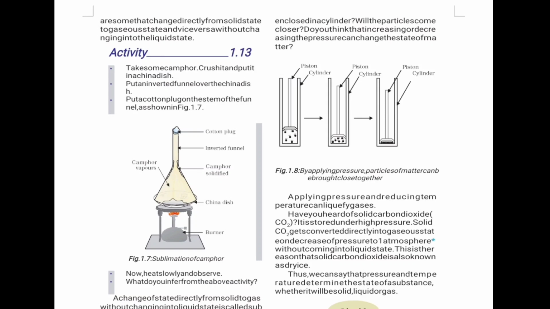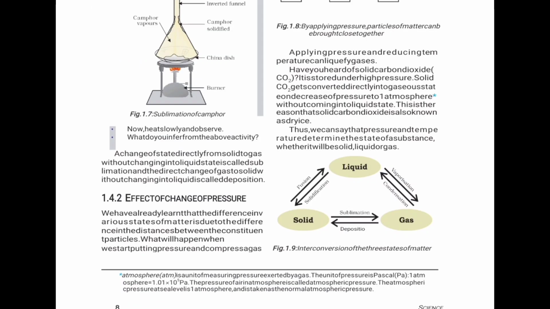Take some camphor. Crush it and put it in a china dish. Put an inverted funnel over the china dish. Put a cotton plug on the stem of the funnel, as shown in figure 1.7. Now, heat slowly and observe. What do you infer from the above activity? A change of state directly from solid to gas without changing into liquid state is called sublimation, and the direct change of gas to solid without changing into liquid is called deposition.